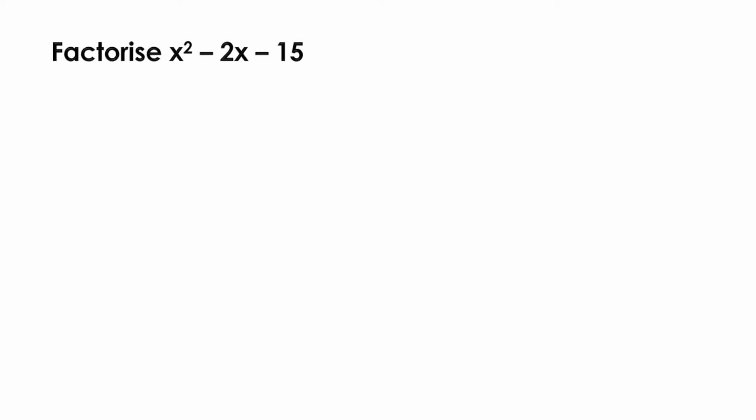Factorize x squared minus 2x minus 15. Again, we need two numbers that you multiply together that give us minus 15 but also add up to negative 2. So I'm going to put my brackets and my x, and sort the signs out. So it's going to be minus and a positive over here. And what we should have is 5 and 3, because minus 5 times positive 3 gives us minus 15, minus 5 plus 3 gives us minus 2, and that's our final answer.